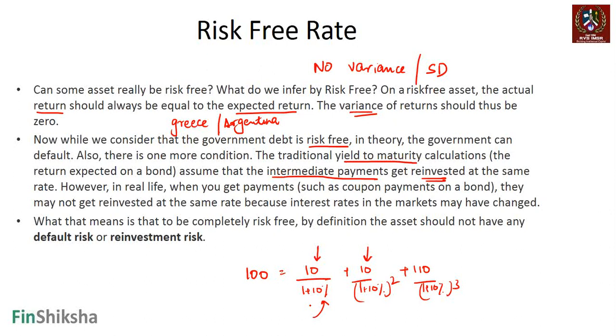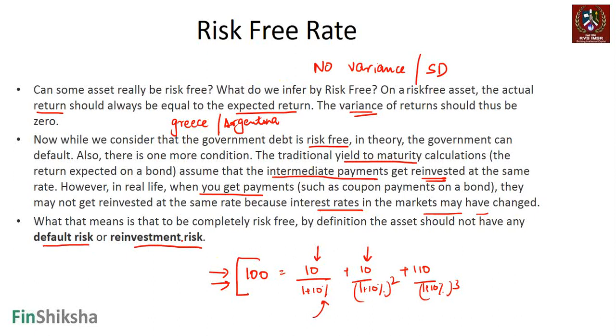So if reinvestment is not the same, then there is going to be a difference in the actual return at the end, because this condition holds true only if the intermediate payments are getting reinvested. So in real life, when you get payments such as coupon payments on the bond, they may not be reinvested at the same rate because interest rates in the markets may have changed. So technically speaking, for a bond to have zero risk, it should by definition have no default risk and no reinvestment risk, right?